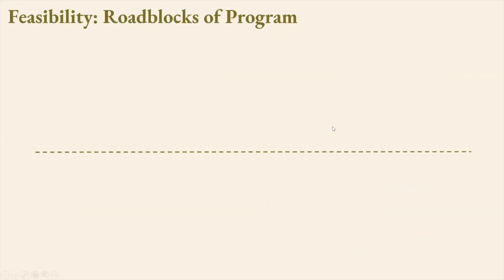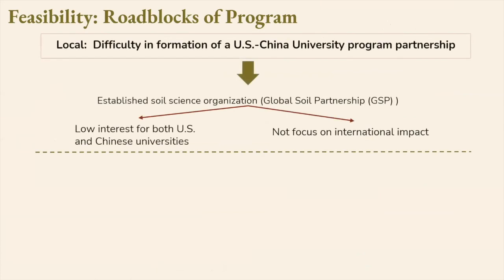So let's move to the feasibility part. We identified two main roadblocks of our program. The first one is focusing on locally. We think there's difficulty in formation of US and China university partnership because there's already established soil science organization in both nations, especially the GSP.